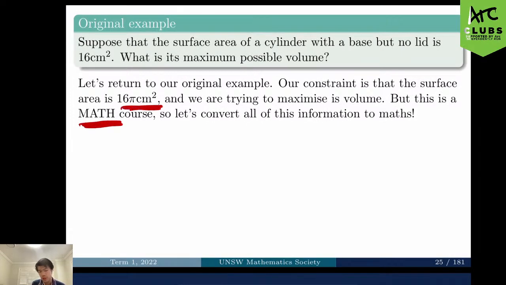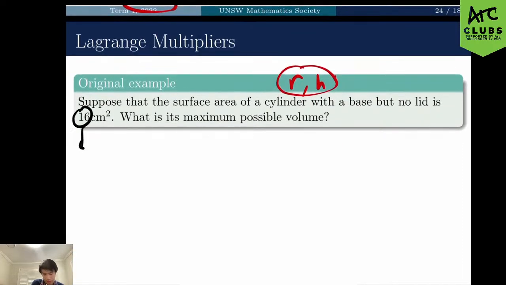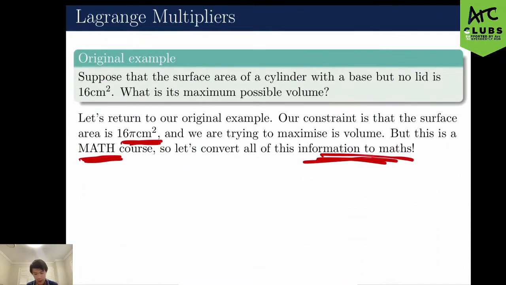So let's convert all this information to maths. By the way, there's a bit of a typo. This should be 16 pi, and that will be corrected when the slides are uploaded. Yeah, 16 pi. So convert all this information to maths.